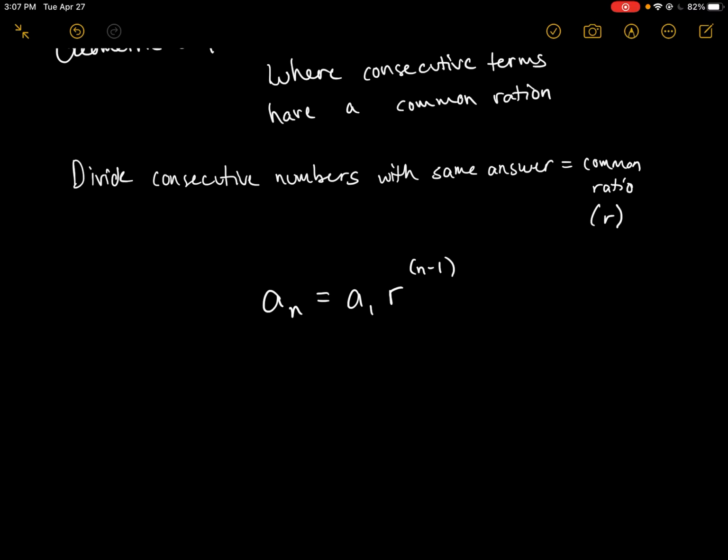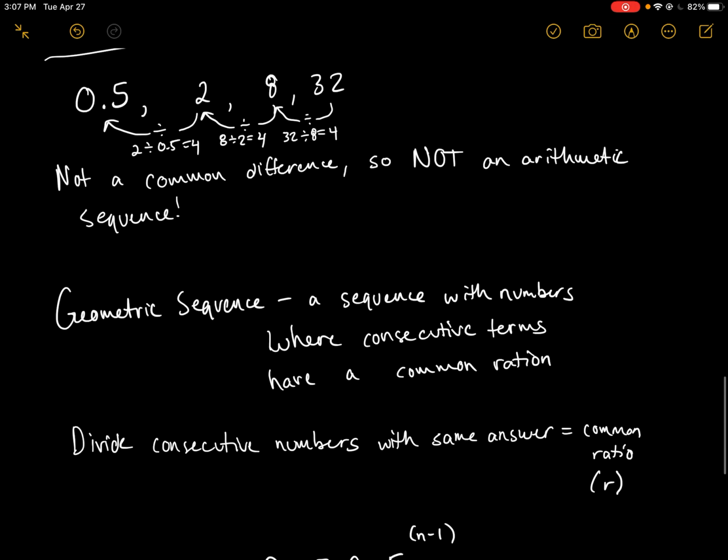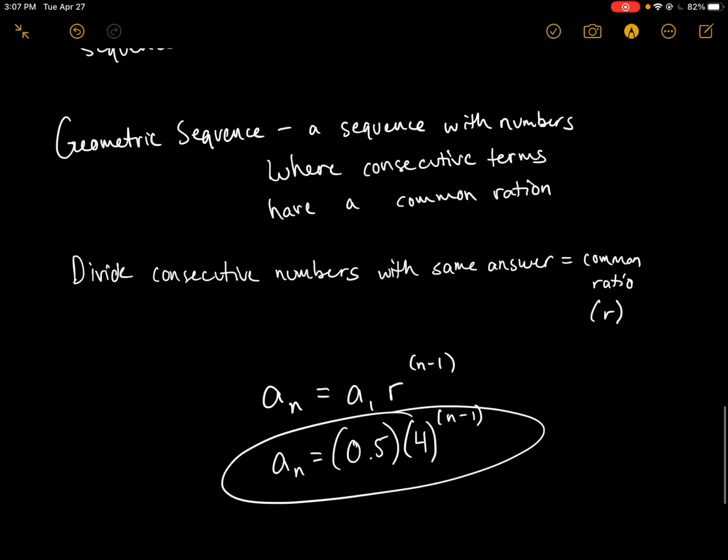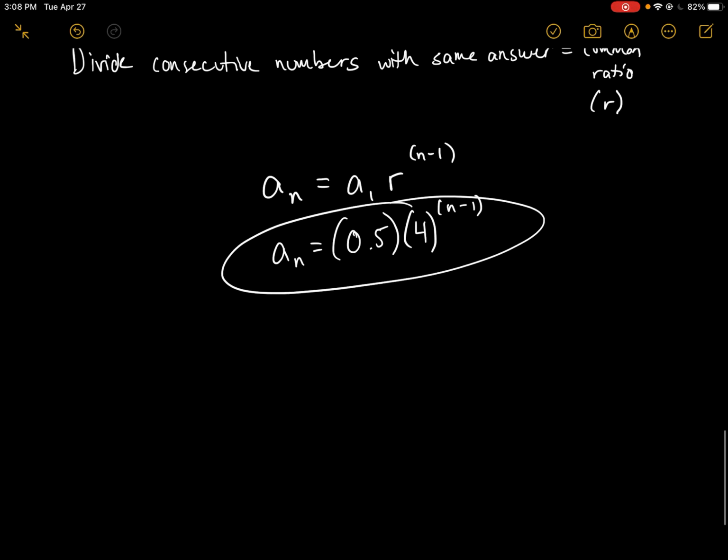So, pretty similar notation to an arithmetic sequence. A given number in a series, or a subscript n, is the first term, or a subscript 1, times that common ratio to the n minus 1 power. How this works is we take a look at our sequences and plug some numbers in. If we look at our sequence up here, we have a common ratio of 4, because every single time we divide, we get an answer of 4. And our first term is 0.5. That's literally the first number in our set. So when we plug this in, a subscript n equals 0.5 times our common ratio of 4 to the n minus 1 power. And that's how we would write that out.